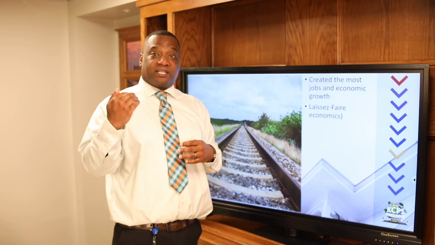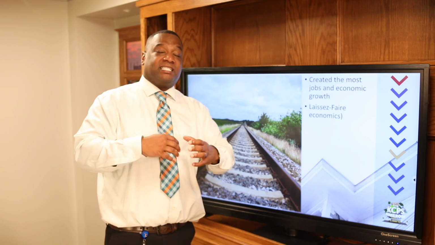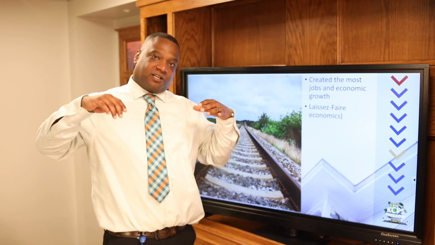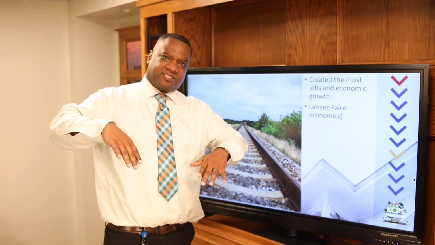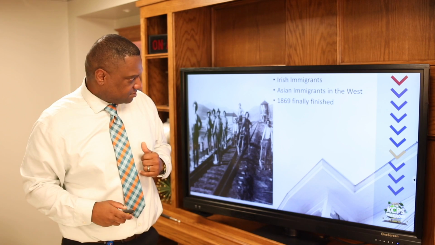As we talk about the Gilded Age, as we're moving forward, part of this process basically generated people with lots of money, right? We'll talk about the Rockefellers. We're going to talk about all these big capitalists. We're going to talk about J.P. Morgan. They were all involved in this process.